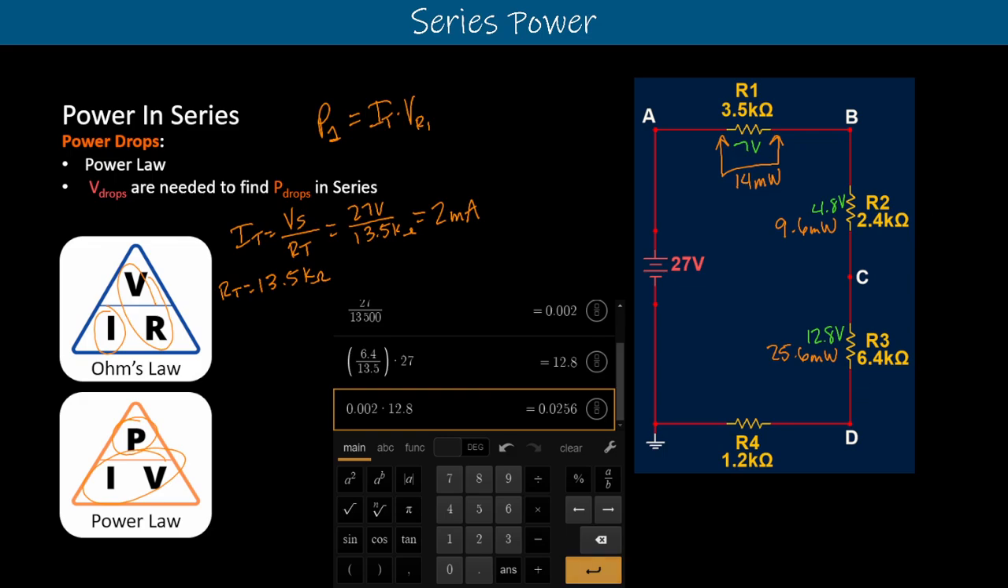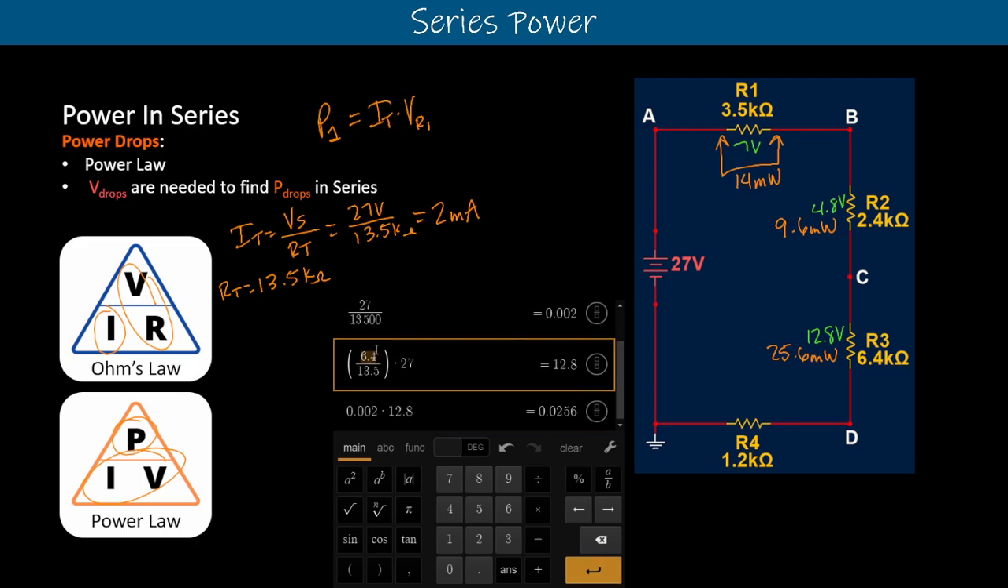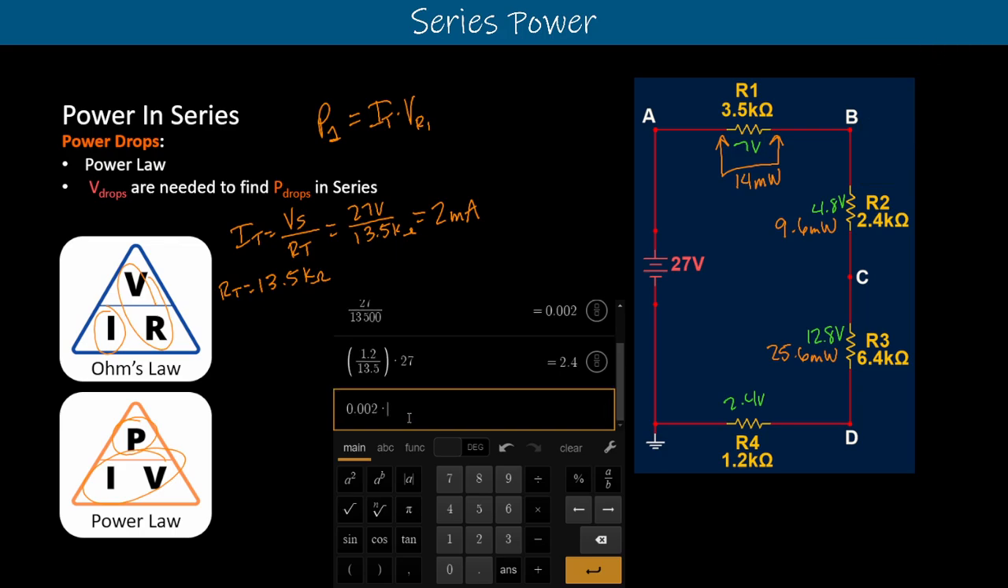Let's keep going. We have one more here, so we can do our voltage drop across the bottom, 1.2. That gives us a 2.4 volt drop across that bottom resistor, R4. So 2.4 volts. And we can find our power with our 2.4 volts being placed into this equation here. That gives us the smallest power that we've gotten so far. So we'll move that over, 1, 2, 3. We got 4.8 milliwatts.